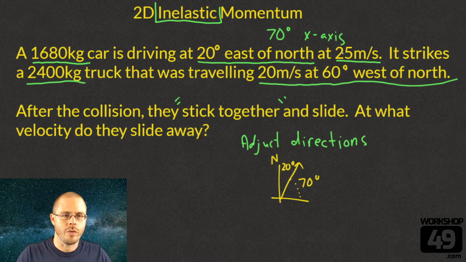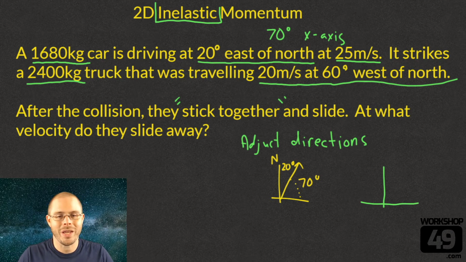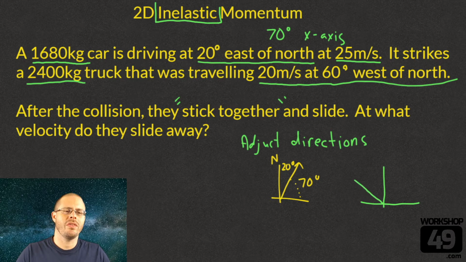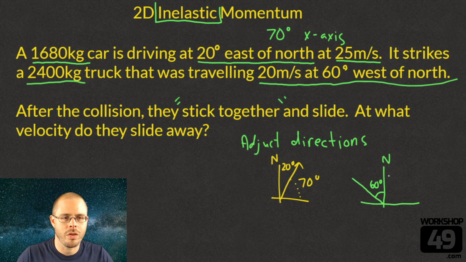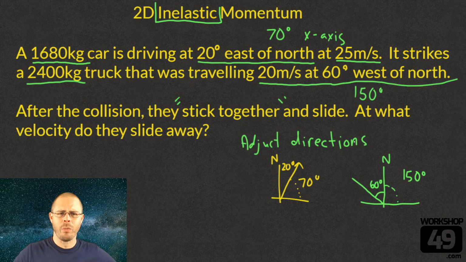Our second direction is 60 degrees west of north. So again, if you can do this in your head, that's fine, but I'm just going to draw a little diagram at 60 degrees west of north. If that was a rotation all the way from east, it's 90 to north, 60 more, so that's 150 degrees from the x-axis. And we can go ahead and mark that one down as well. Now we have masses, we have velocities, we have directions. We're ready to solve this momentum problem.